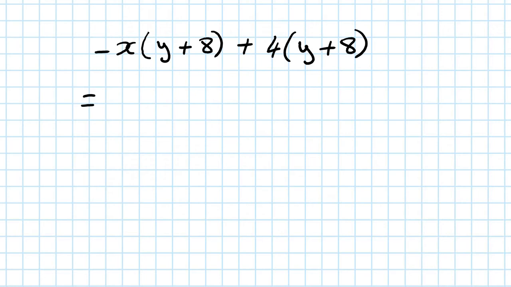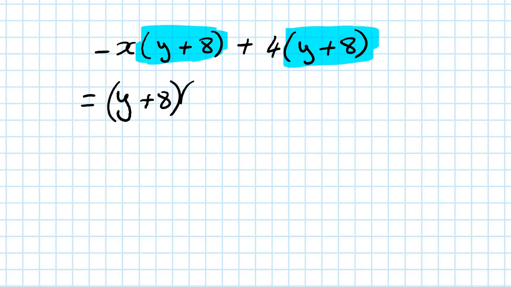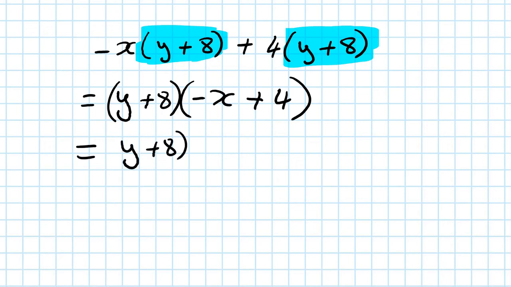Now with this question, the common factor is (y + 8). So I take it out, which is (y + 8). Now inside here you're left with negative x, plus 4. That's all. But we don't normally write minus x plus 4, so we just rewrite. That's (y + 8) and then (4 - x). In algebra we write positive in front whenever we can. So that's it.